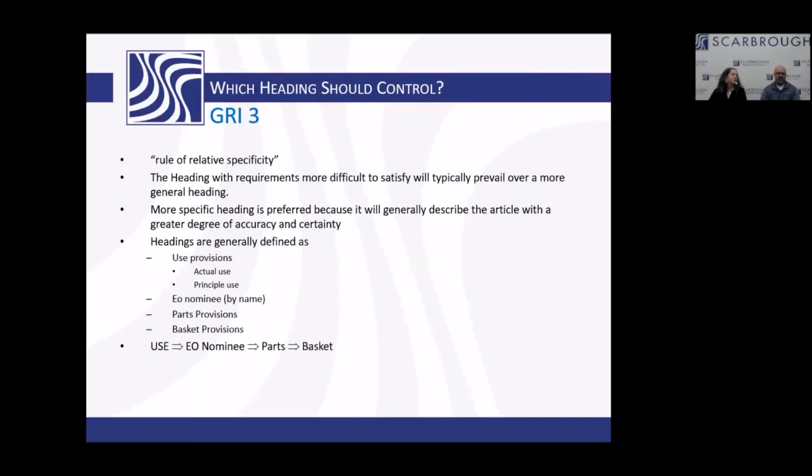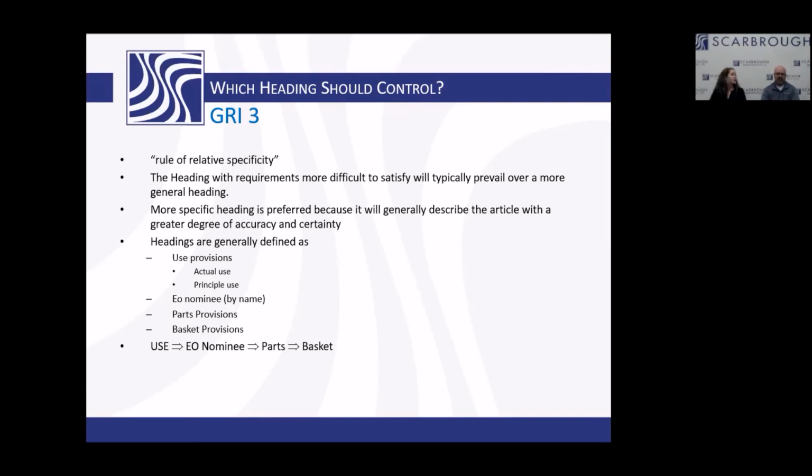And again, what are we looking at? Rule of relative specificity. What is the most specific rule? The heading that requires more difficult to satisfy is typically the rule that we would use, because if it meets all of these specific things, then that's probably the provision that we need to utilize versus say a basket provision, and I've got them listed there on the slide. You know, actual use, principal use, eo nomine, parts provisions, basket provisions.